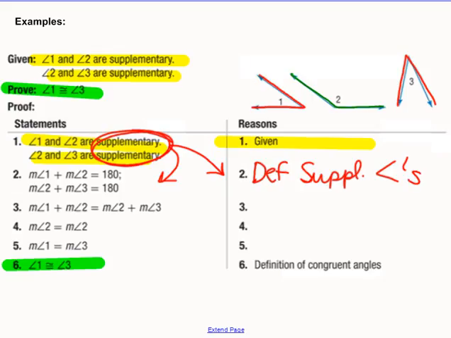From step 2 to step 3, what's changed there? Well, I noticed that this is the same as this, but this has been changed. And what they've done is they have taken that second statement, measure of angle 2 plus measure of angle 3, and replaced it for 180. So this is substitution.